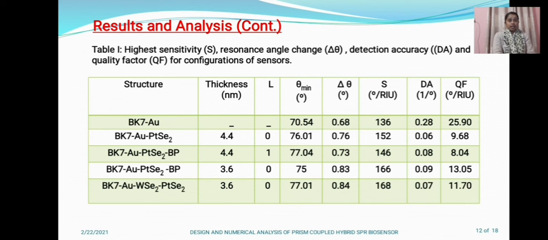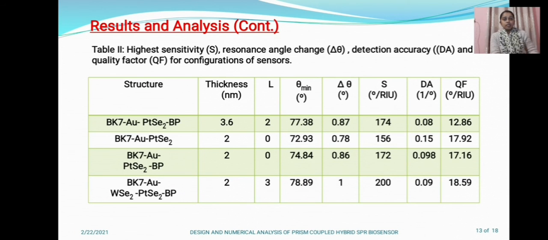Different structures are analyzed to achieve our objectives. Mainly we work with different thicknesses of platinum diselenide with black phosphorus layers, presented in table 1 and table 2. When we used 4.4 nanometer platinum diselenide without black phosphorus layer, the highest sensitivity of 152 degree per RIU is observed. If we use 3.6 nanometer platinum diselenide with 2 layers of black phosphorus, it exhibits a sensitivity of 174 degree per RIU.